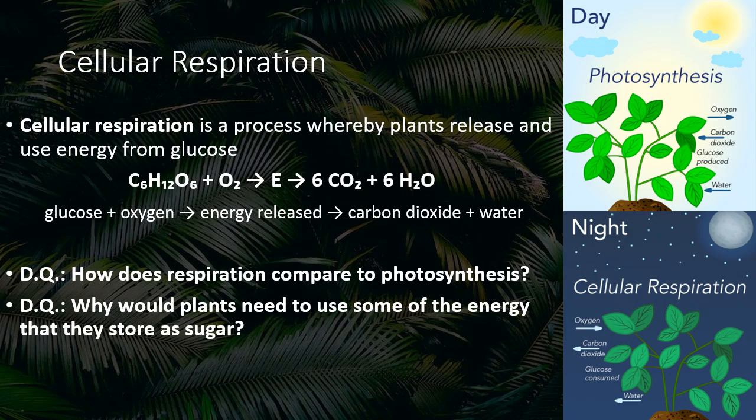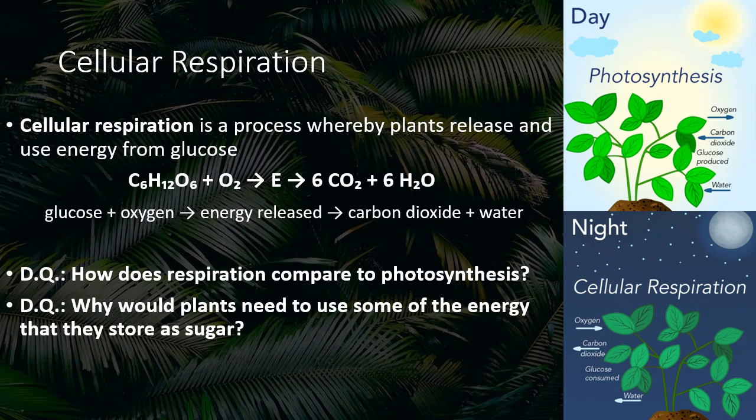When we compare cellular respiration to photosynthesis, we can see that it's the exact same reaction in reverse. So rather than reacting glucose and oxygen to release energy, and then producing carbon dioxide and water as waste products, in photosynthesis, we are reacting water from the soil and carbon dioxide from the air together. We're capturing energy from sunlight in order to drive that chemical reaction to completion. And then as products, we're producing glucose and oxygen as a waste product.